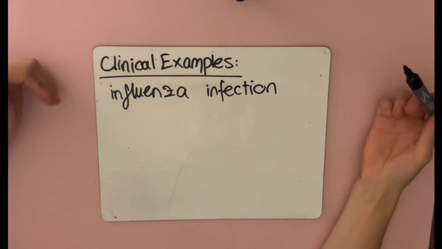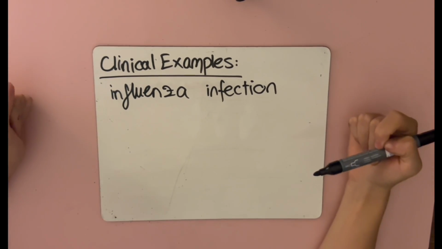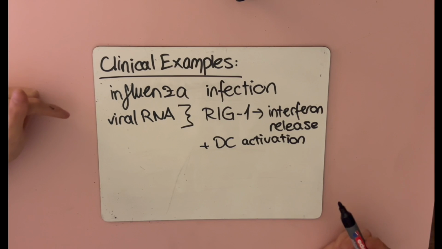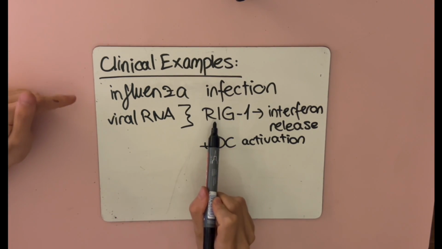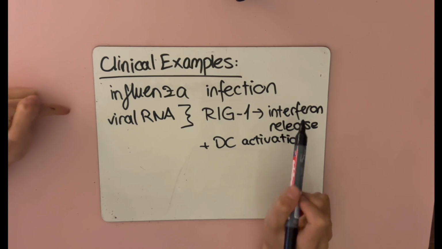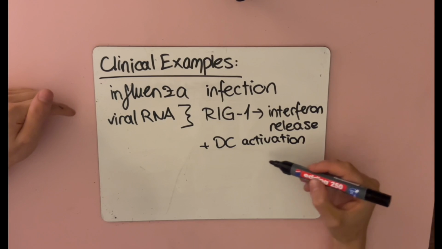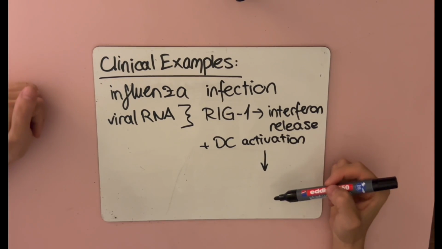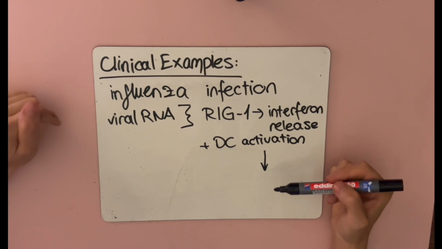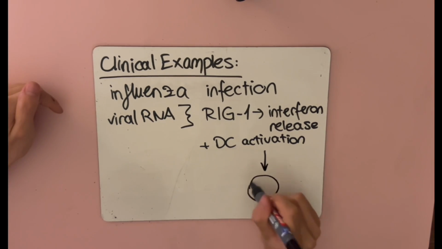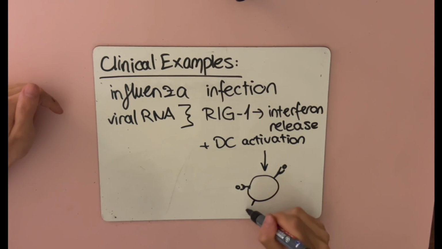Lastly, I want to talk about some clinical examples. In this case, I'd like to talk about the influenza infection. So the innate immune system first senses viral RNA via RIG-I, and then this triggers the interferon release and dendritic cell activation. The dendritic cells then migrate to the lymph nodes, and they present the influenza peptides via MHC1 and 2. So they present basically parts of the virus to other cells.